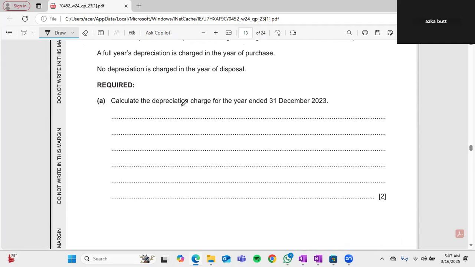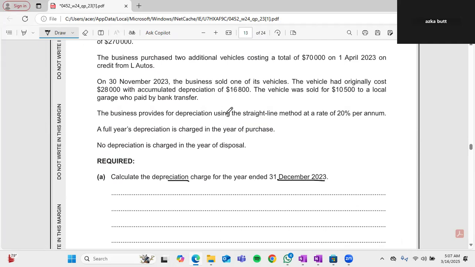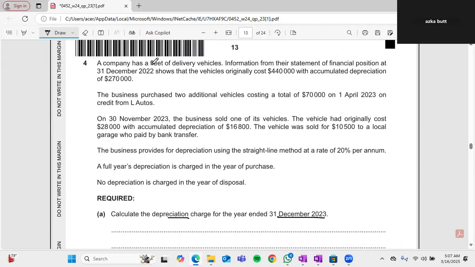First of all, we have to calculate the depreciation charge for the year ended 31st December 2023. Basically, we are going to calculate the depreciation. Okay. So as you can see, let's read the question first.